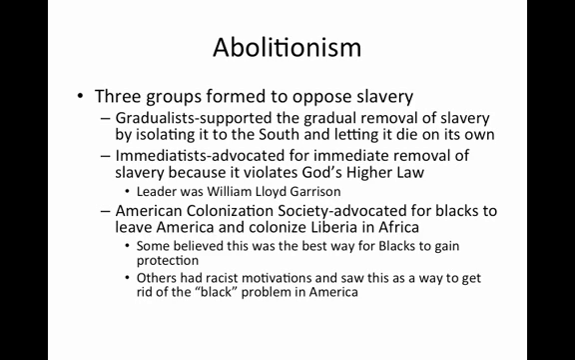Abolitionism. Probably the most important reform movement of this time period was the abolitionist one. The abolitionists tried to get rid of slavery, but they themselves were broken into different groups. In fact, there were three groups that formed to oppose slavery. The gradualists supported the gradual removal of slavery by isolating it to the South and letting it die over time on its own. Immediatists were more radical for their time period. They advocated for an immediate removal of slavery because it violated God's higher law.